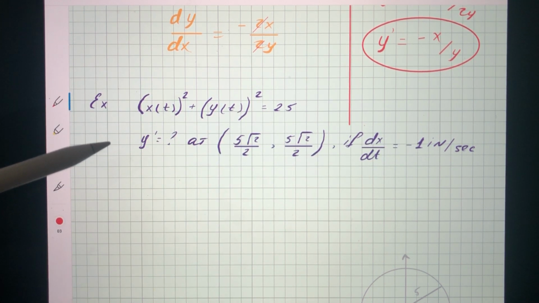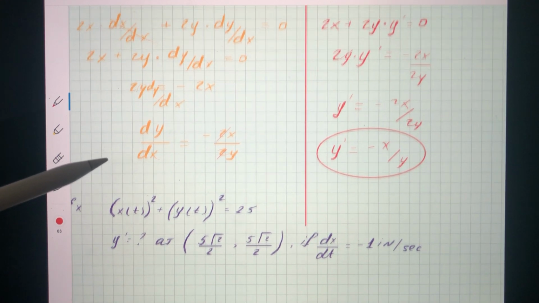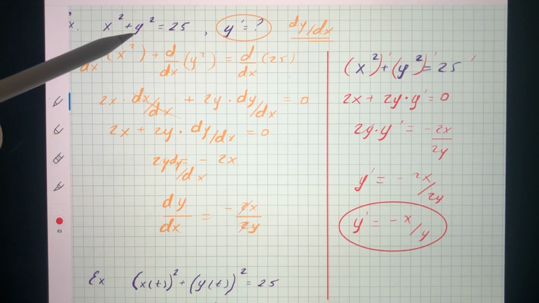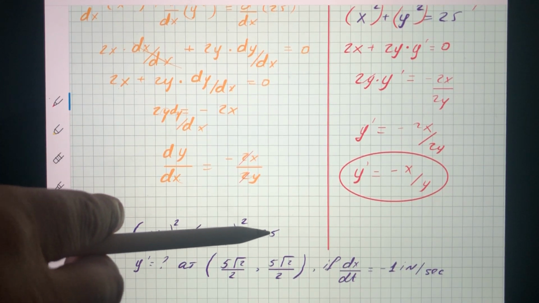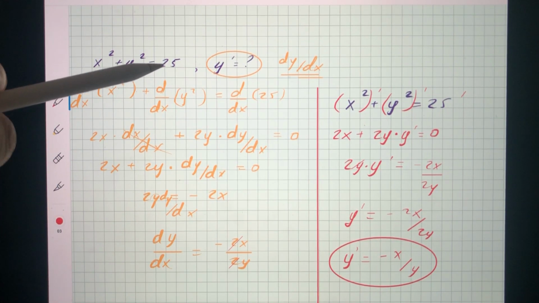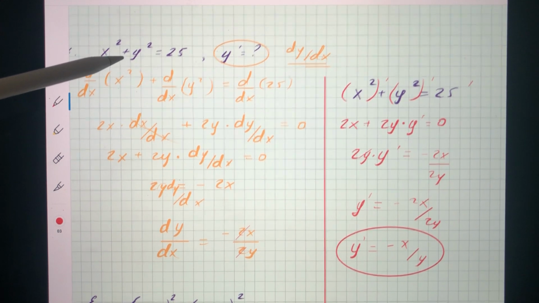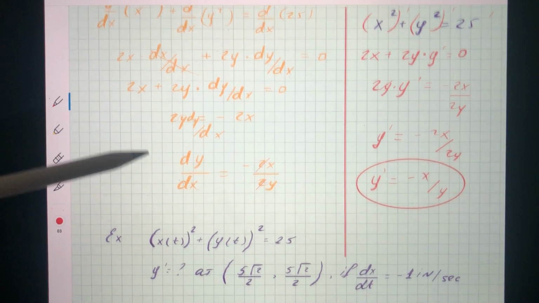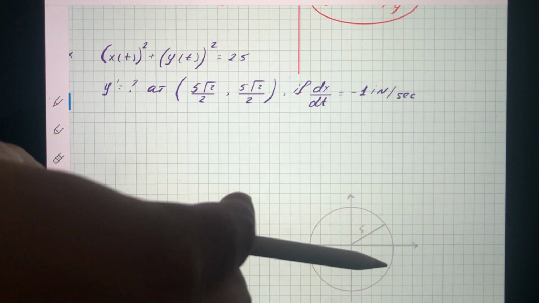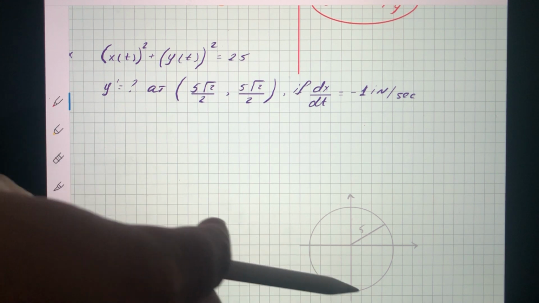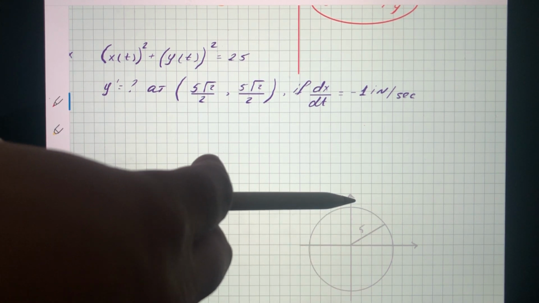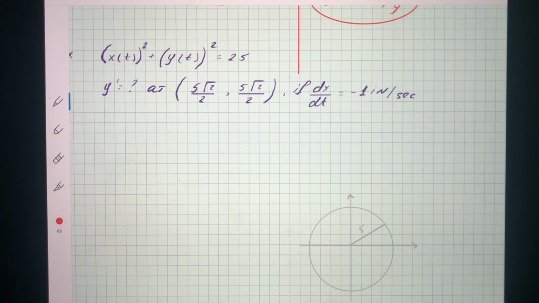So the formula, if you notice, is exactly the same as we have solved before. This is x squared plus y squared equals 25. Both of these are equations of a circle. This circle is stationary. Nothing is moving on that circle. In this circle, the point is actually traveling on the edge of this circle in the counterclockwise direction. So right now, we are at this point here, which is 5 square root of 2 over 2, 5 square root of 2 over 2. The angle is 45 degrees, and we are right here.